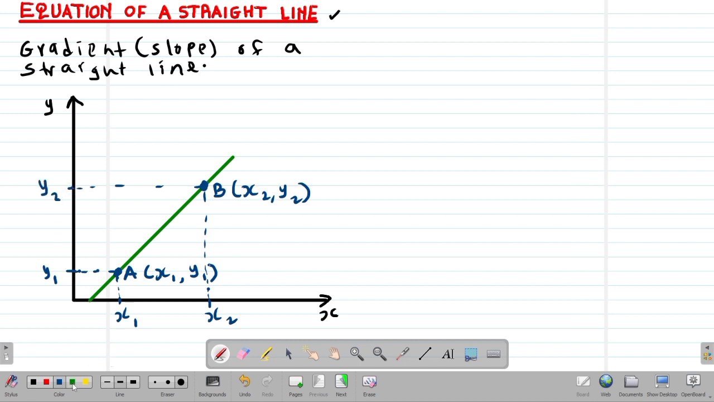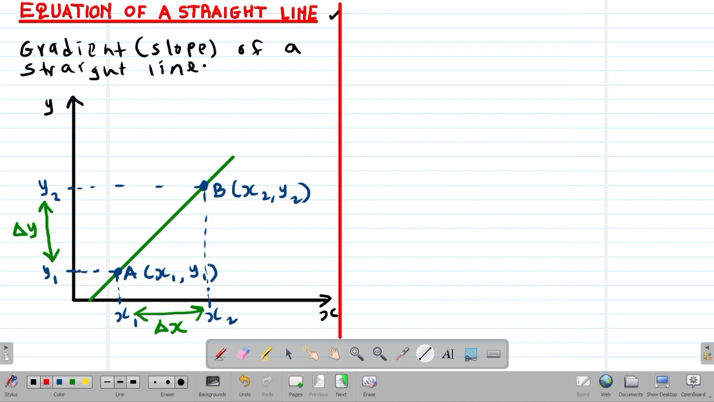Now, notice that the distance between y1 and y2, we call the change in y. This represents the change of values along the y-axis. Then from x1 to x2, this represents what we call the change in x, or the change of values along the x-axis. Therefore, if we want to find the gradient of this particular line, it will be given by the following equation.